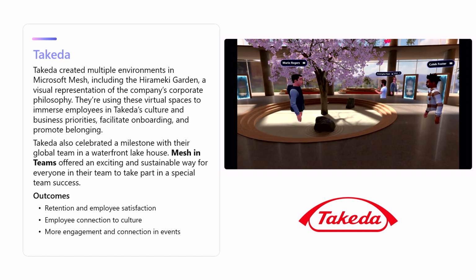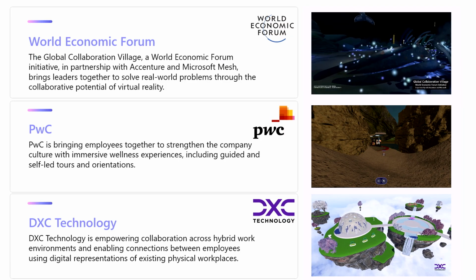Custom environments they've created. They've got this beautiful one called the Hirameki Garden, and it's this visual representation of the company's corporate philosophy. And they use that garden and other virtual spaces to help onboard employees, teach them about the business priorities and the culture of Takeda, and facilitate belonging and cohesiveness on the team. And again, outcomes from this, the response has been really great. High employee satisfaction, connection to the culture, and more engagement in events that Takeda has. So great story there from Takeda, and similar to how a lot of other folks are using it.